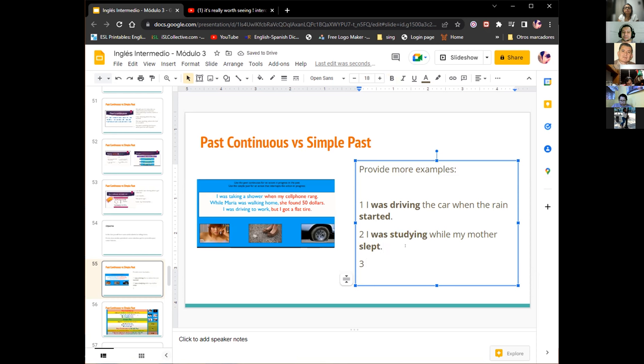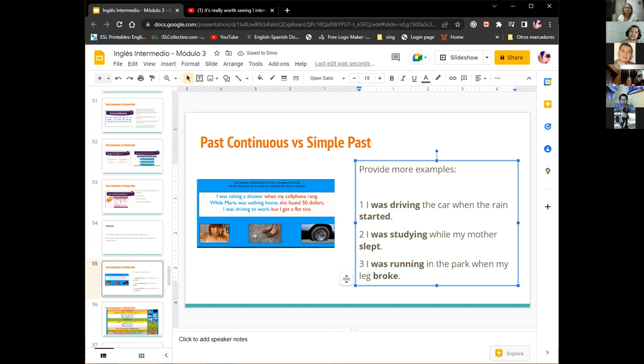Another example, the last one, otro ejemplo, el último. The last one. I was running in the park when my leg broke. Very good. I was running. You see, this is the past continuous and this is the simple past.